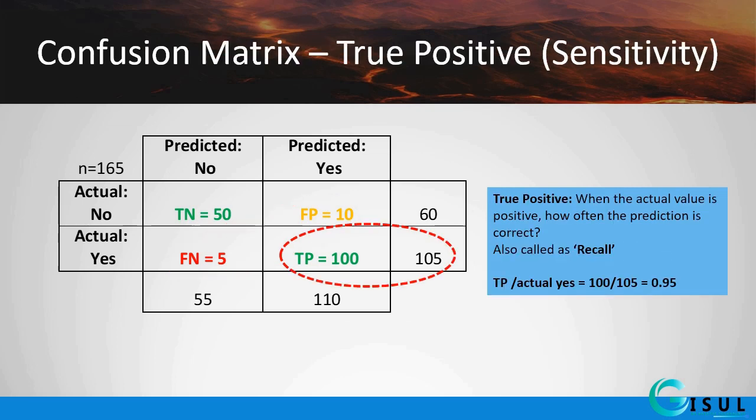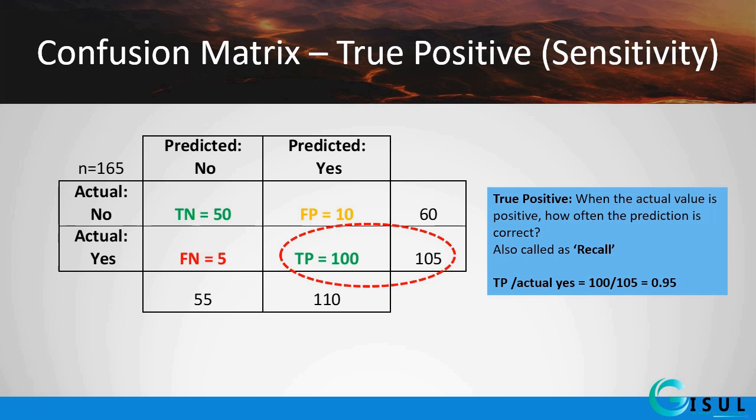The next metric is sensitivity, which answers the question, when the actual value is positive, how often is the prediction correct? In this example, we can say that the sensitivity is slightly low because out of the 105 cases where the patients were diabetic, the model has predicted 5 cases as non-diabetic.